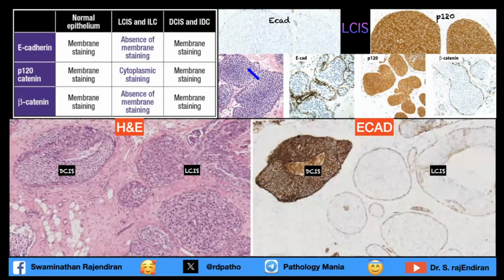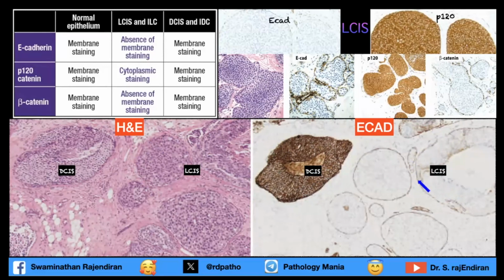This is a lobular carcinoma. E-cadherin is lost. P120 is showing cytoplasmic staining. It is not taking membranous staining, and beta-catenin will be negative. Here, this is a lesion where you see DCIS and LCIS.